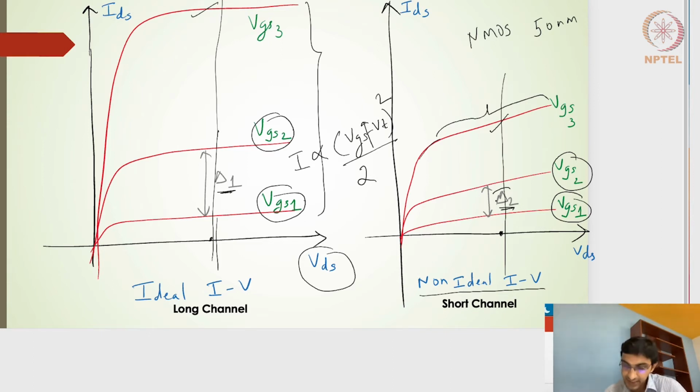The third major difference, as I had stated, and I reiterate, is that after reaching the saturation point, in the ideal IV characteristics, we will get a constant line. Here, after reaching the saturation region, we will not get an ideal constant line. In fact, in the saturation region, it is going to have a linear slope.